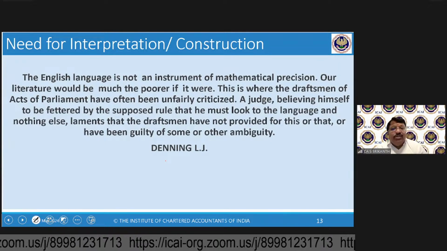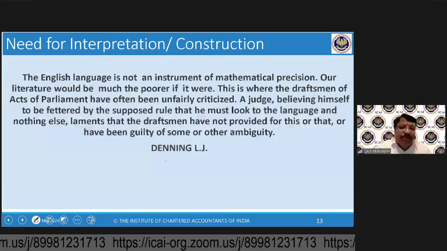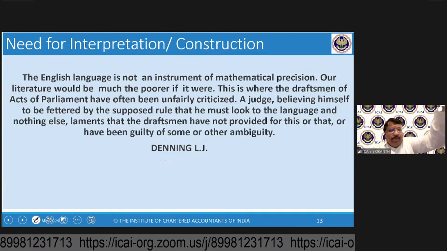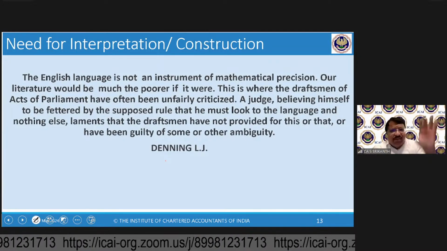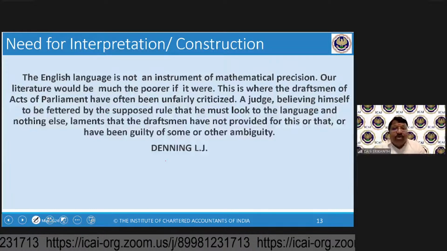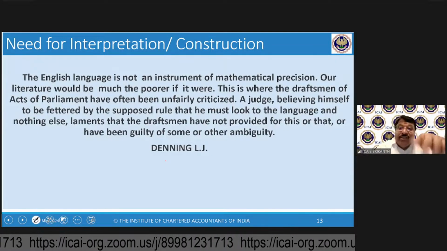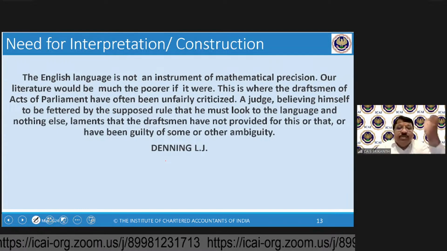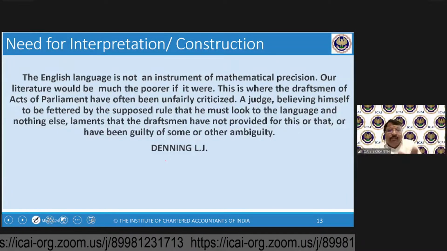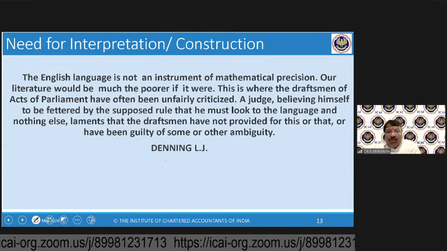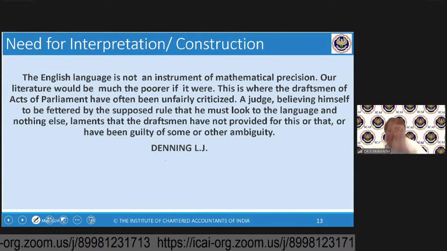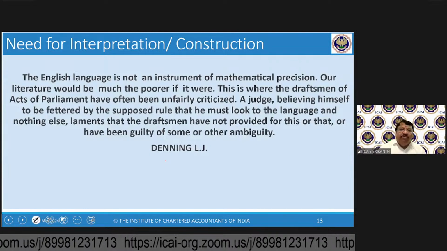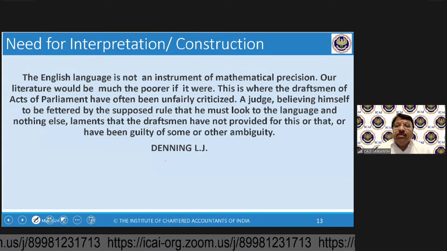The English language is not an instrument of mathematical precision. See, in mathematics you can have an exact equation, a plus b equal to 2a minus 3b, whatever nonsense. But the English language is not an instrument of mathematical precision. See what Denning says: our literature would be much the poorer if it were. Much of Shakespeare is pun. Much of Shakespeare is double meaning. If you're going to be very precise, then Shakespeare could not have written what he wrote. This is where the draftsmen of Acts of Parliament have often been unfairly criticized.